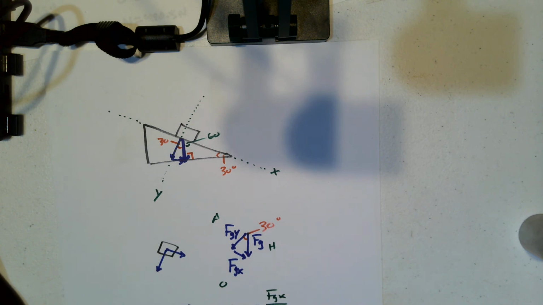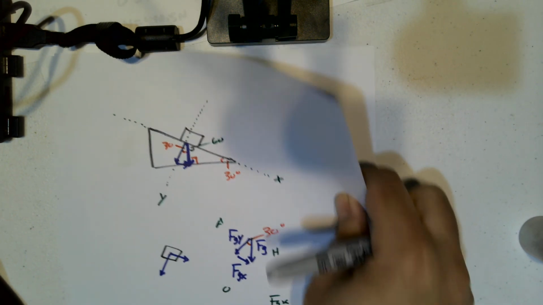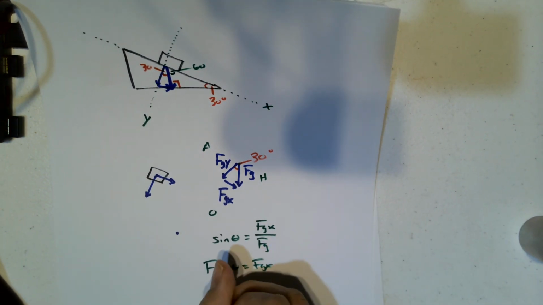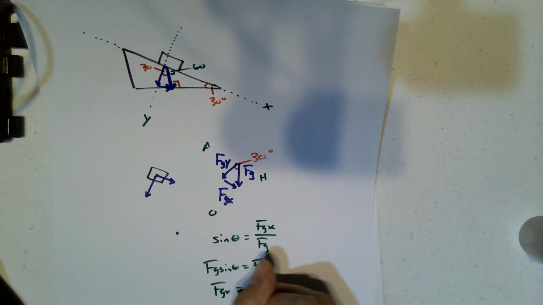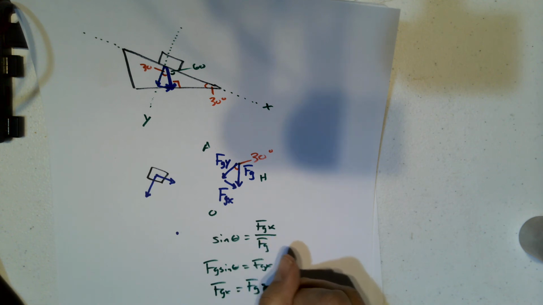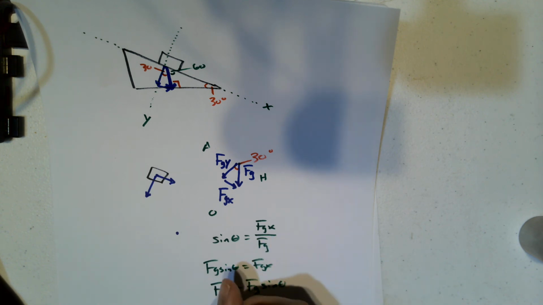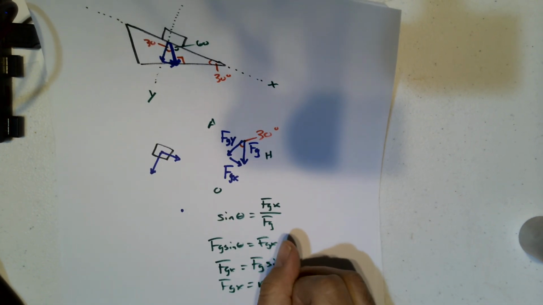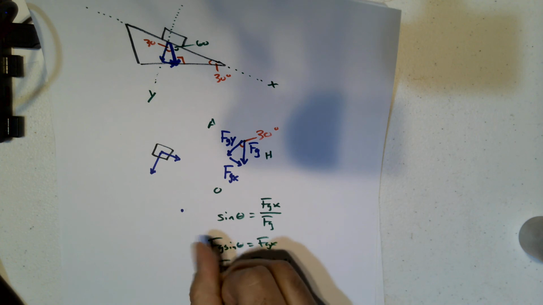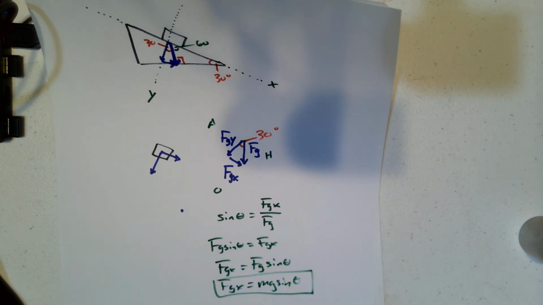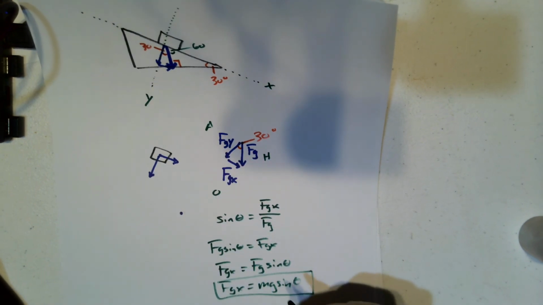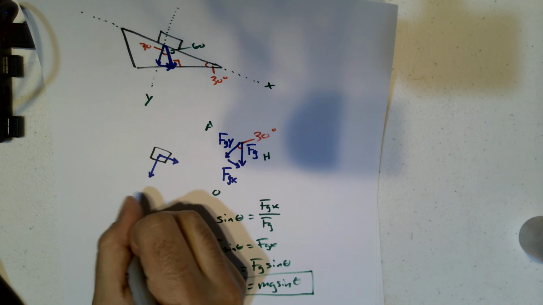And I'll flip them around 180. Actually, make sure you can see that there. I'll flip them around 180, and then I would say F_gx is equal to F_g sine theta, but we know that F_g is mg, so F_gx is always equal to mg sine theta. That's something that once you prove it to yourself, you want to memorize it and always keep it handy. Now, we would get the same thing by doing cosine, only that would give us the y component.